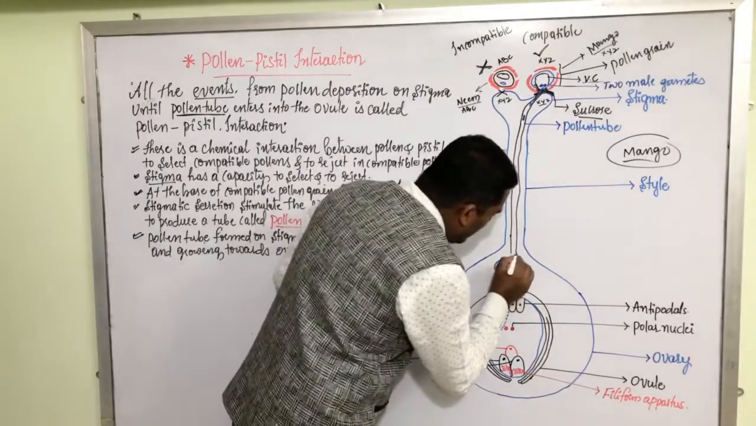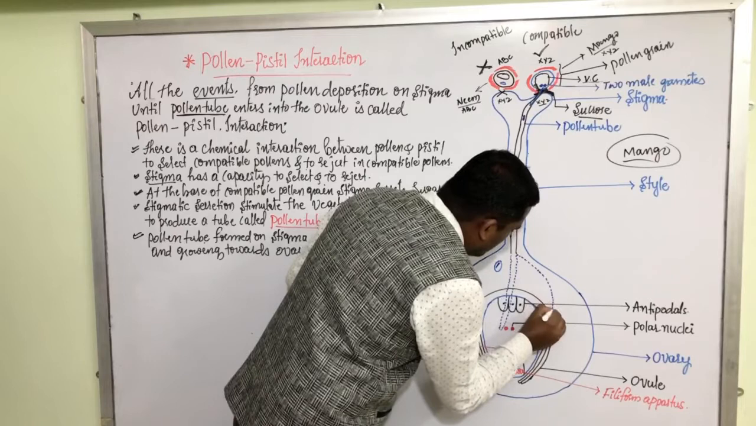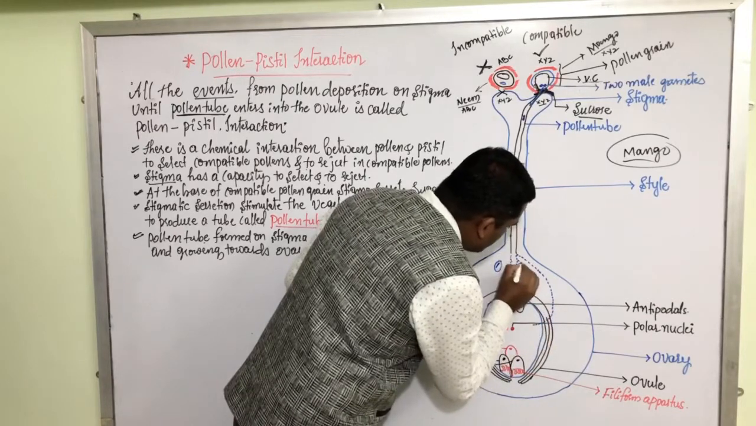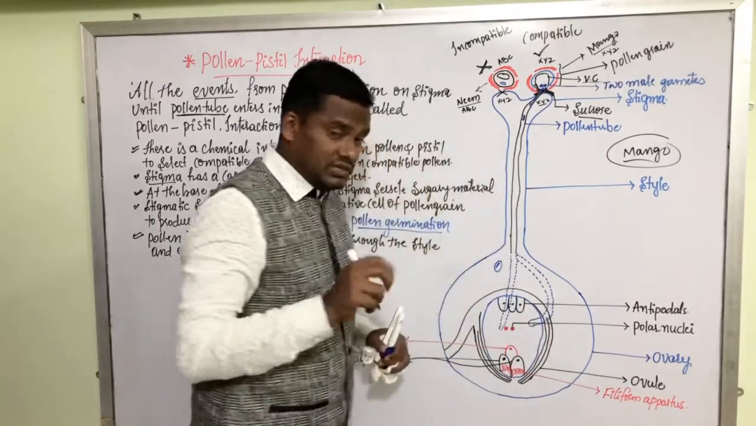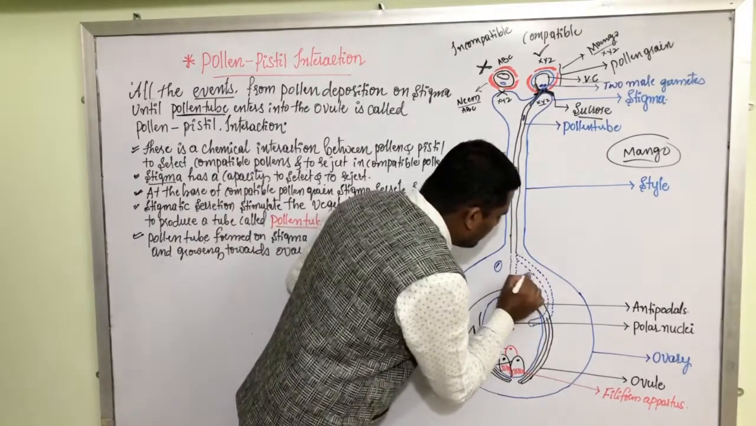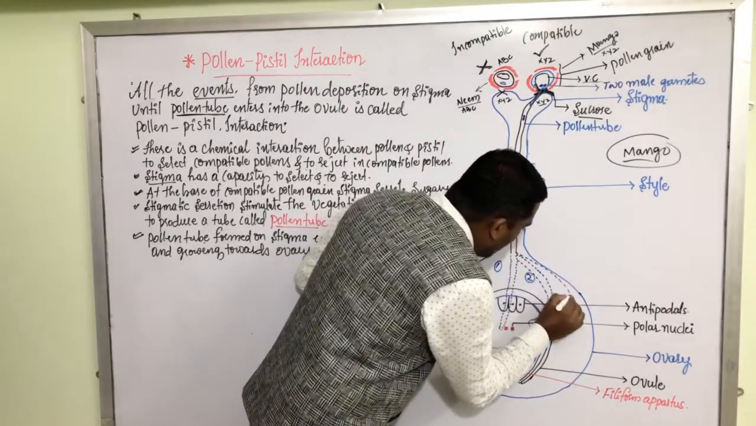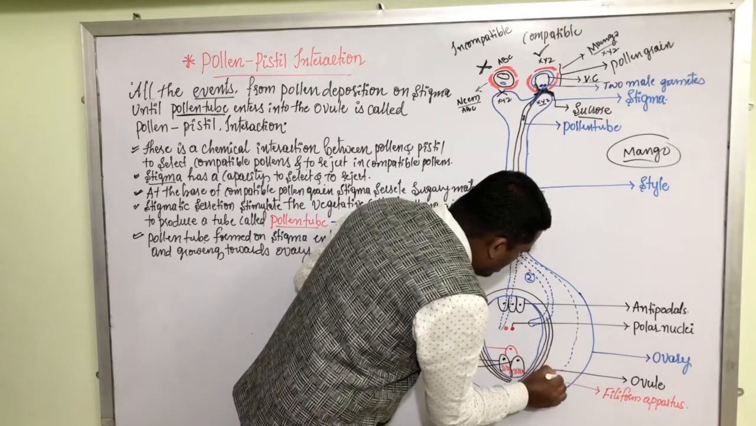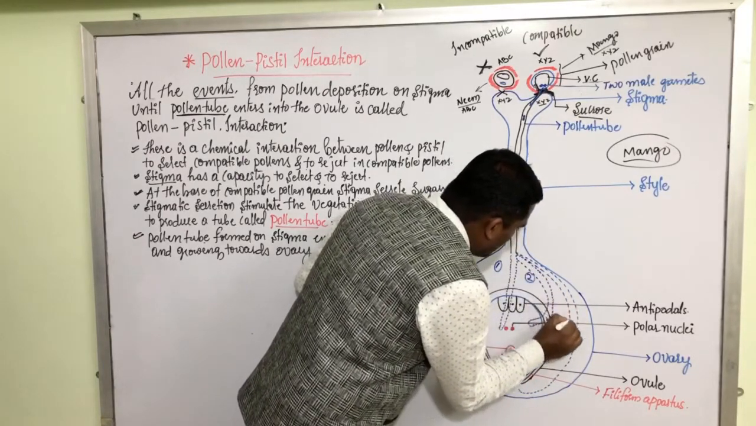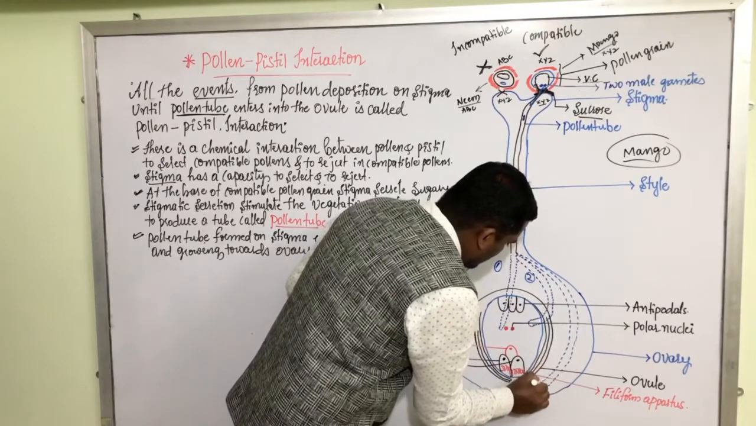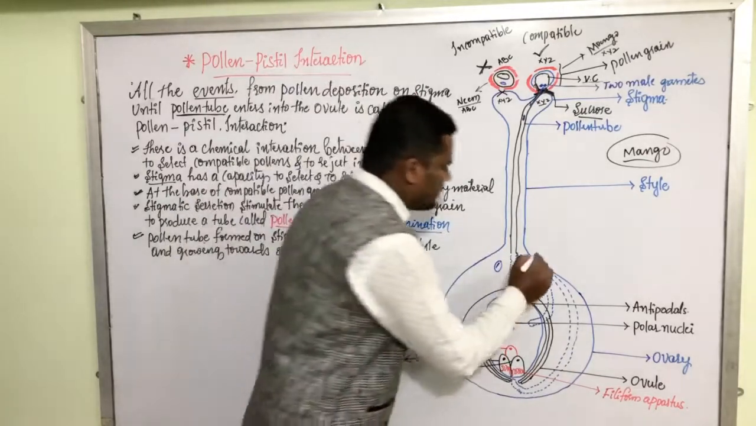Second possibility, it may enter like this. This is the second possibility. The third possibility is it may enter like this. This is the third possibility.